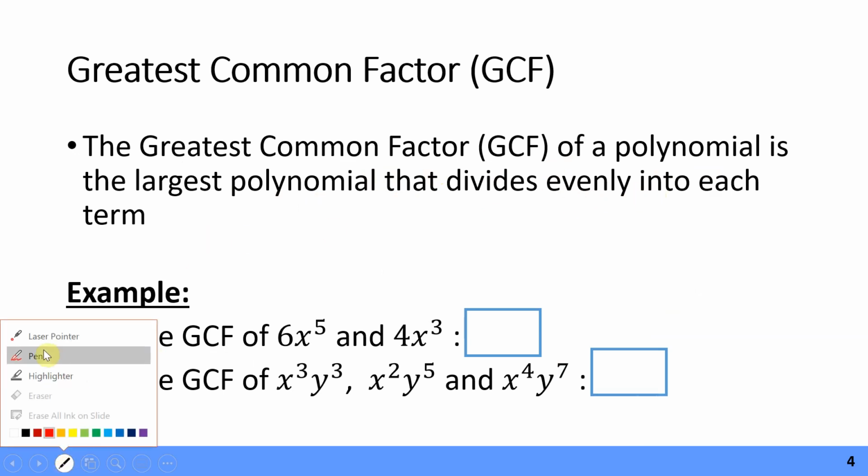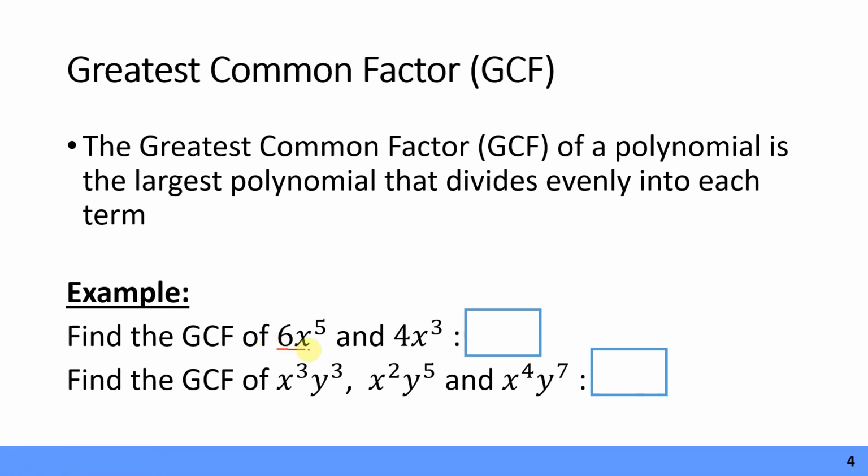So for example, here we have two terms: 6x to the fifth and 4x to the third. How do I find the GCF? How do I find the greatest common factor? Well, all you have to ask yourself is what's the biggest number that goes into 6 and also goes into 4? The biggest number that goes into those two numbers is 2. So that's the greatest common factor.